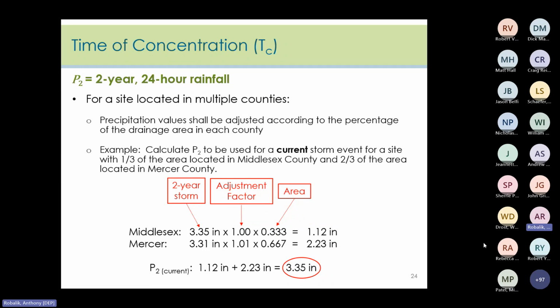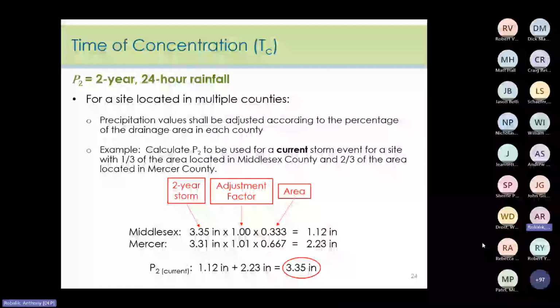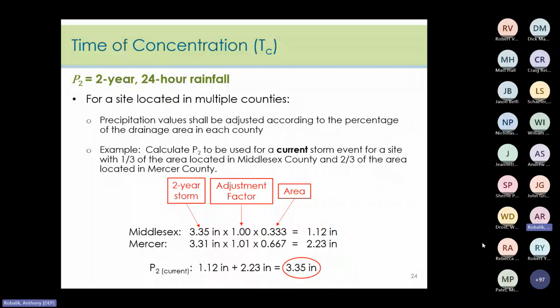But how do we calculate P2 if a site lies on a county line, where portions of the site are located in 2 separate counties? So in that case, to calculate P2, we would have to first adjust each county's 2-year storm precipitation depth by either that county's respective current precipitation adjustment factor or future precipitation change factor, whichever is appropriate, and then perform an area weighted average.